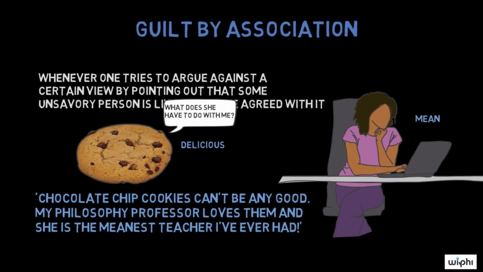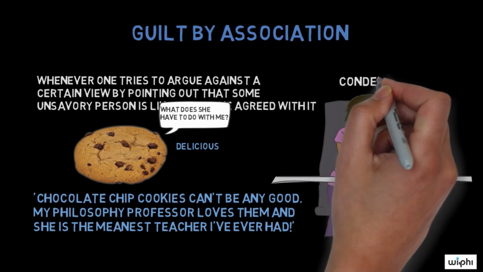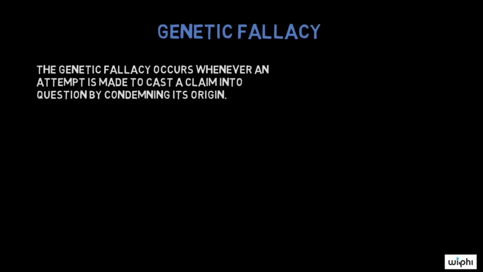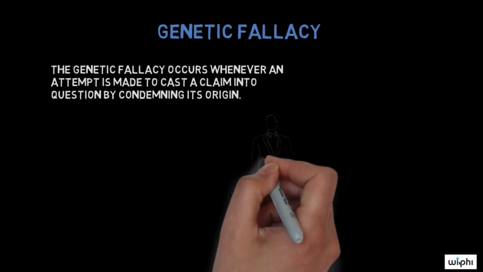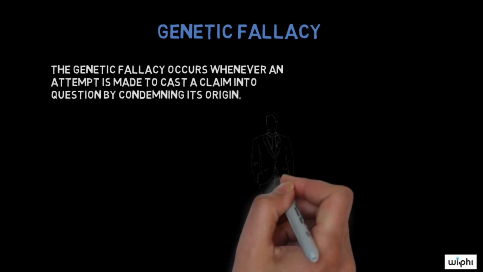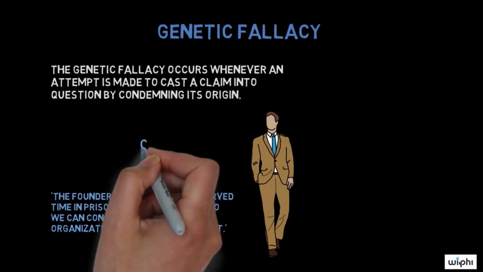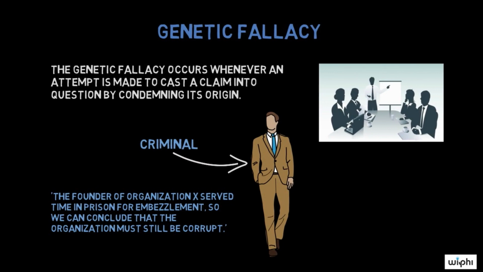However, while arguments that commit the guilt by association fallacy aim to cast a claim into question by condemning someone who is likely to have agreed with it, the genetic fallacy occurs whenever an attempt is made to cast a claim into question by condemning its origin. Here is an example of an argument that commits the genetic fallacy. "The founder of Organization X served time in prison for embezzlement, so we can conclude that the organization must still be corrupt."